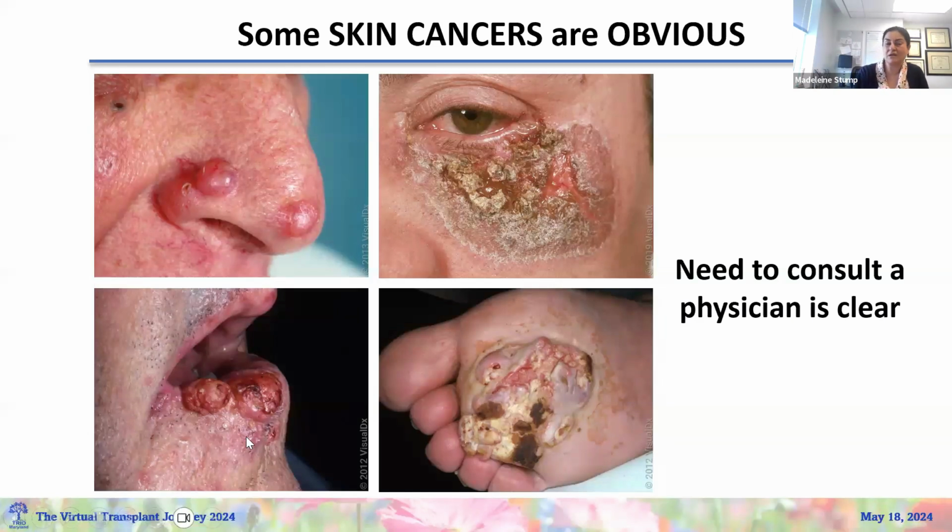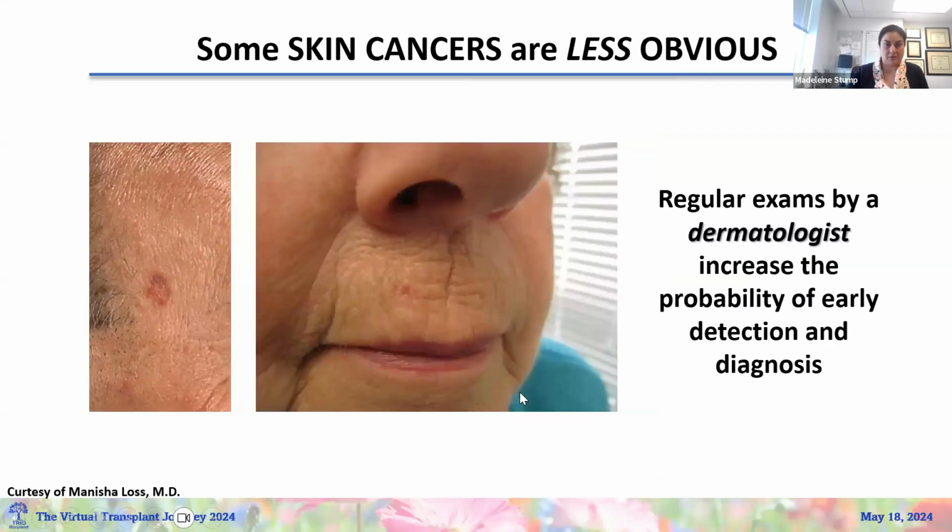So the key is, the sooner we detect them, the better the outcomes. I'm showing the bottom of a foot. This is a squamous cell carcinoma that can develop there. So these are sites that we often don't check. Some skin cancers, those ones were easy. Anyone can diagnose them. But what becomes tricky is those skin cancers that are less obvious. Oftentimes, they're early skin cancers.